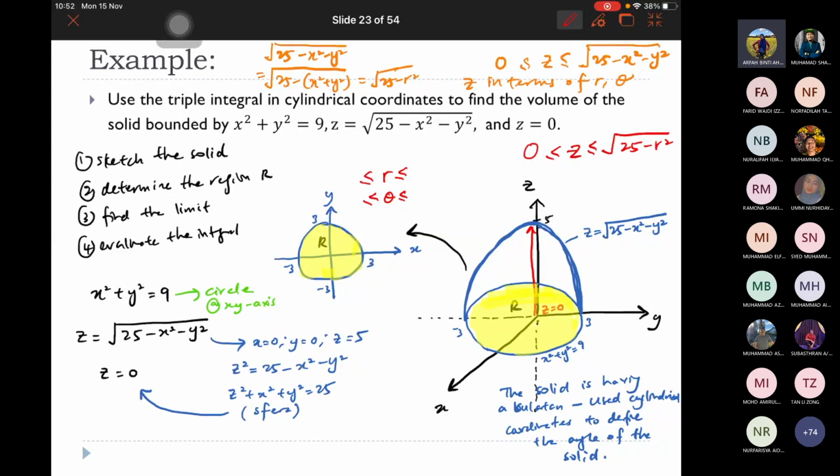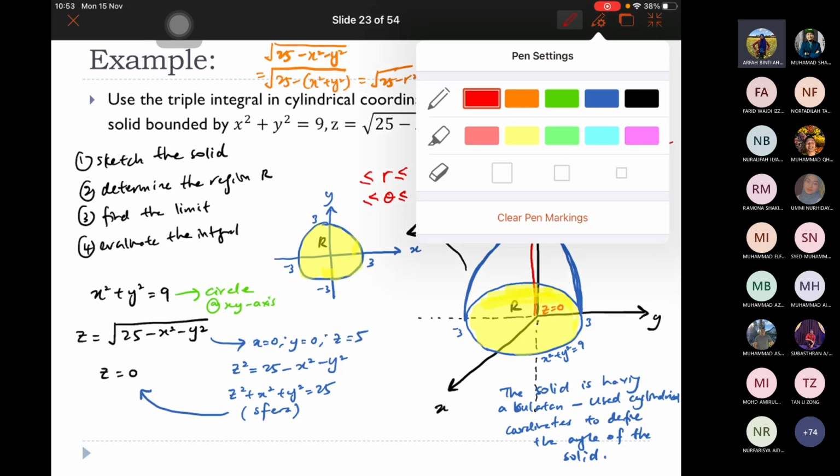sqrt(25 tolak r squared). Okay. So dia akan jadi sqrt(25 tolak r squared). Okay. Sebab kita nak tukar dalam bentuk cylindrical coordinates. So we have to determine the angle.